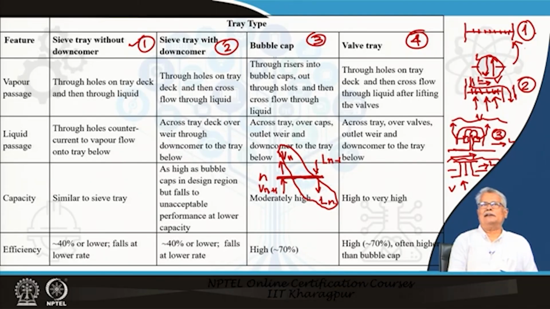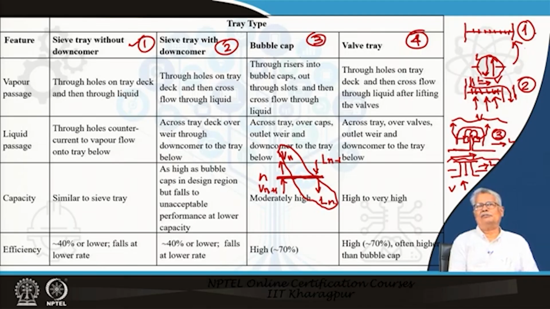So, basically what you find is the approach to equilibrium achieved in a sieve tray, because the contacting quality is not very good, is usually below 40%. In fact, the sieve tray without downcomer has a very limited range of operation, and it does not operate very well if your design conditions are violated.